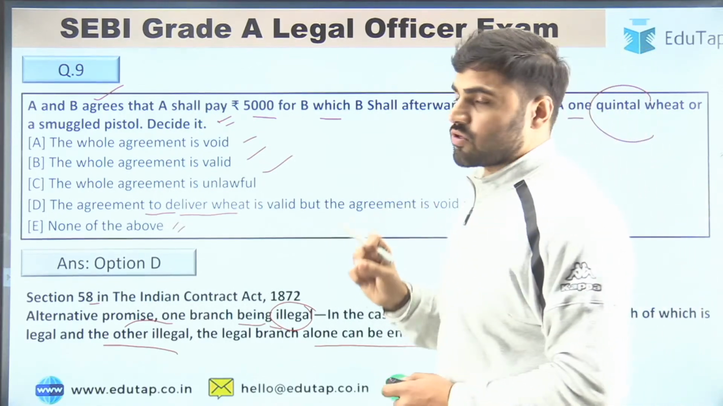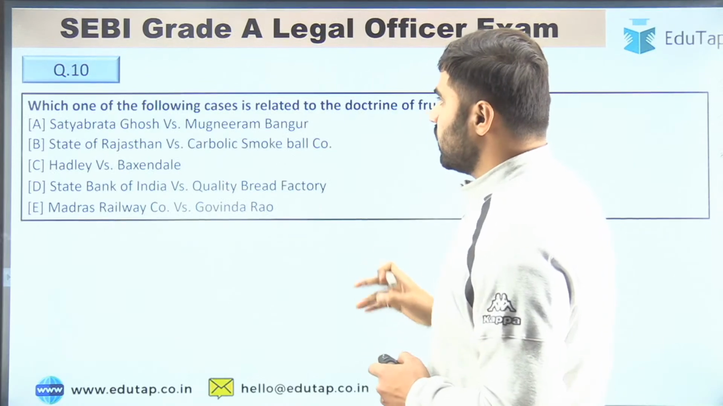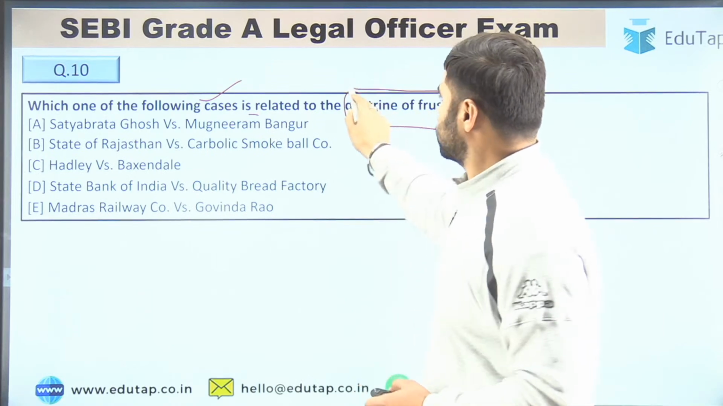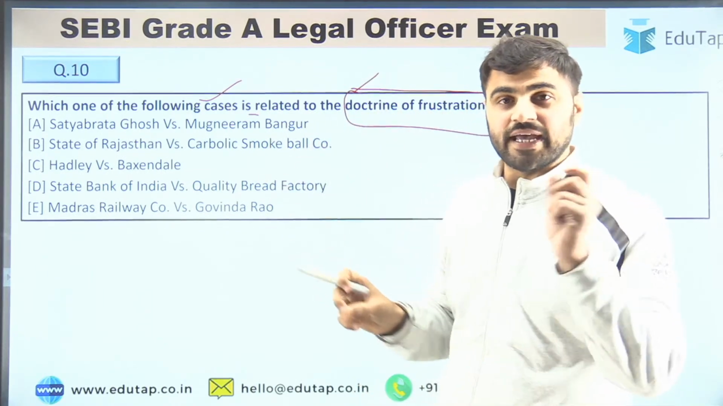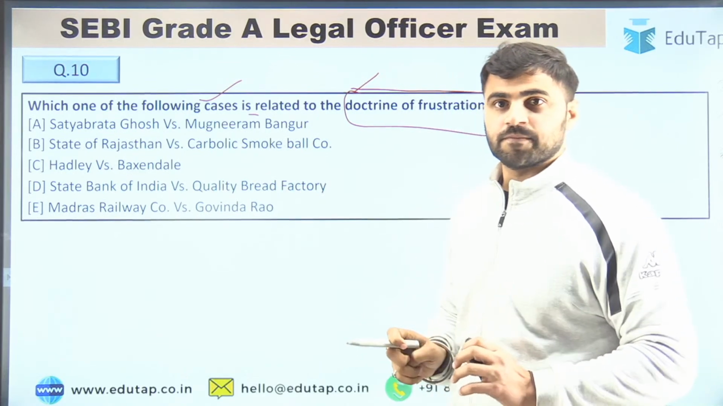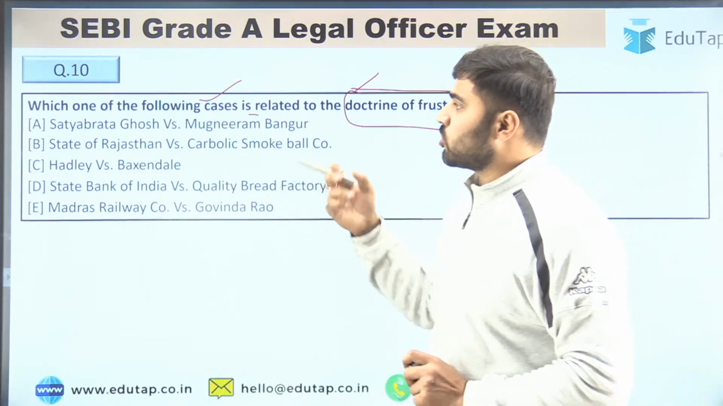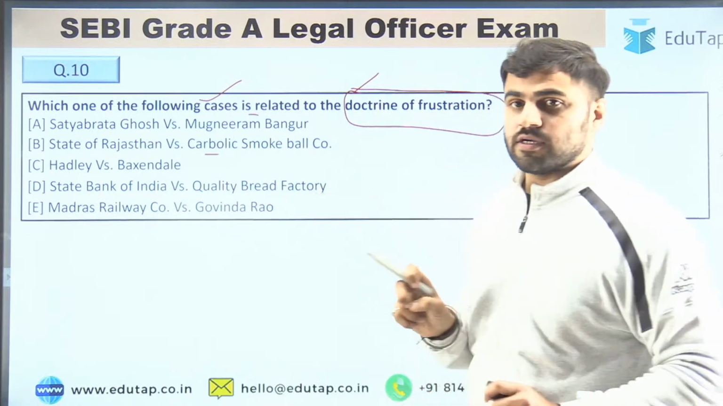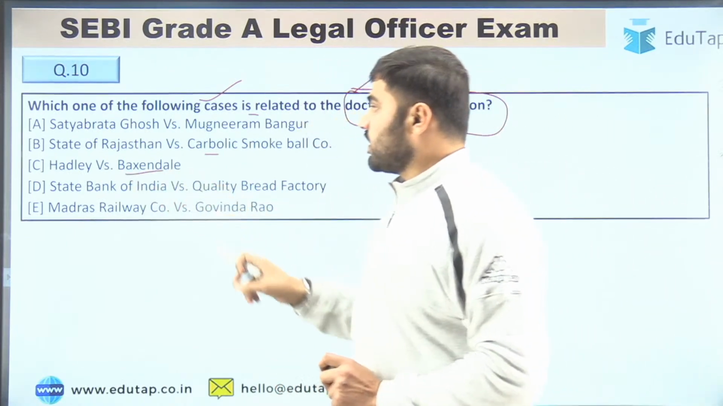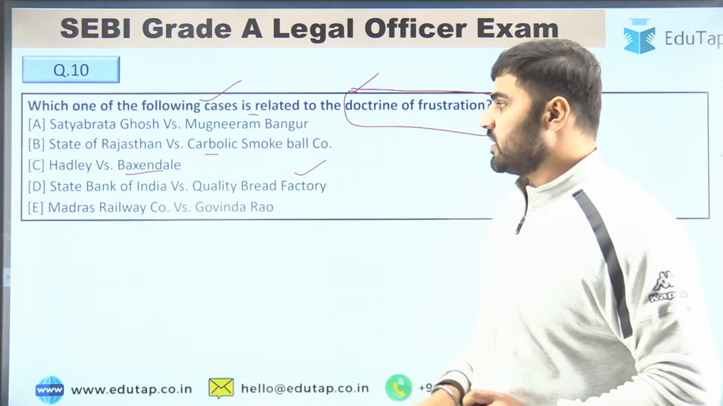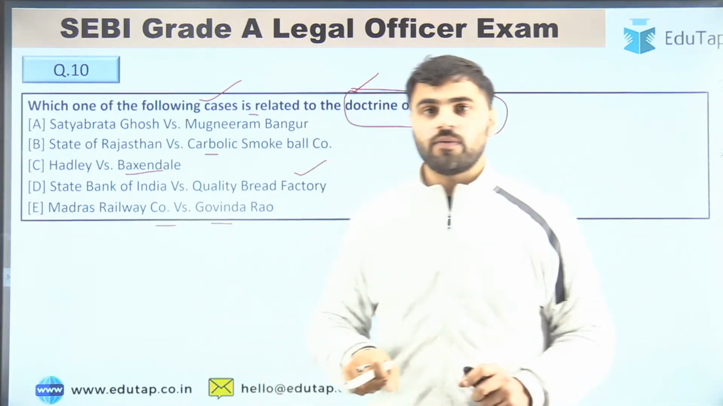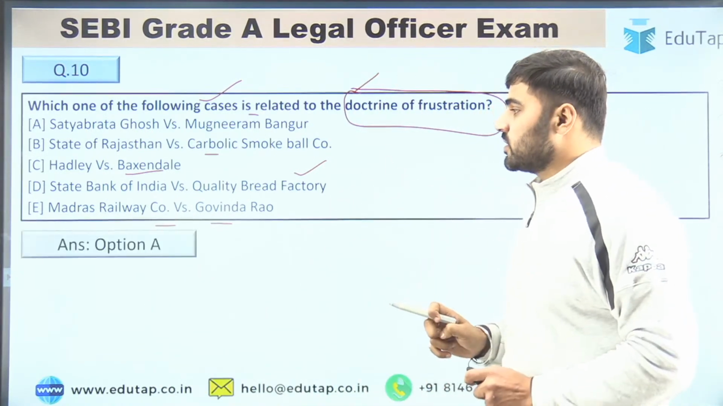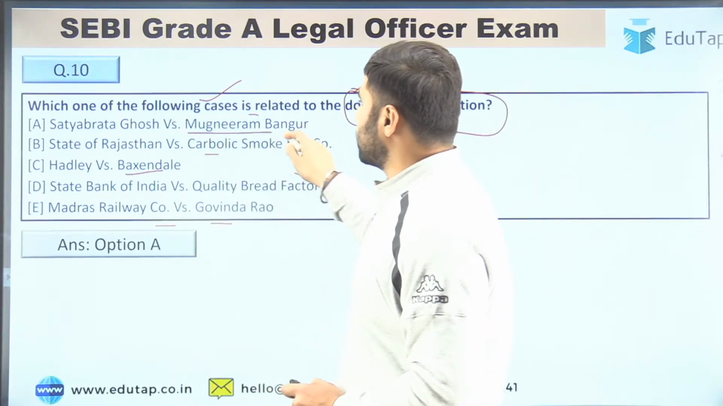Now let's move to the last question of the day, that is question number 10. Which one of the following cases is related to the doctrine of frustration? This is very important, guys. This question is very important. This can be asked in your upcoming examination. So tell me, what is the right answer for question number 10? Your options are Satyabrata Ghose versus Mugneeram Bangur, State of Rajasthan versus Carbolic Smoke Ball Company, Hadley versus Baxendale, State Bank of India versus Quality Bread Factory, or Madras Railway Company versus Govinda Rao. So which of the following is correct? The right answer for this question is option A, that is Satyabrata Ghose versus Mugneeram Bangur, right?